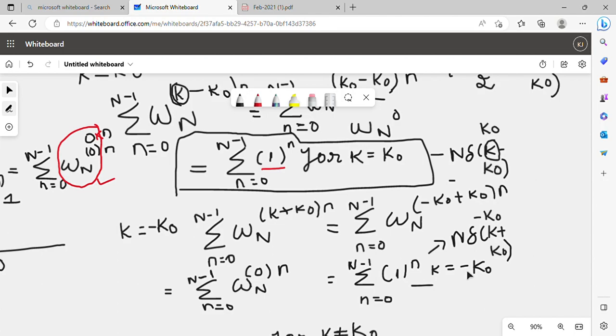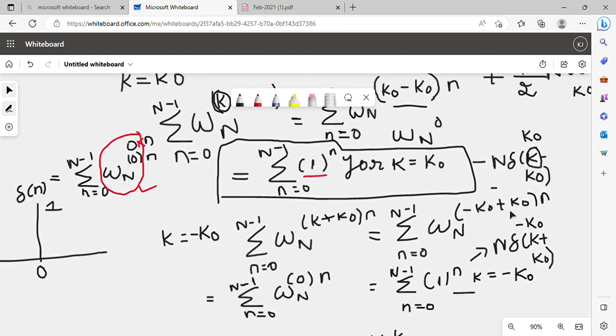It is for k equal to minus k naught also you get 1 to the power of n. For k equal to k naught also you get 1 to the power of n. So this one you can write as n into delta of k minus k naught. I'm sorry, delta, really sorry for the distraction. It is delta of k minus k naught.